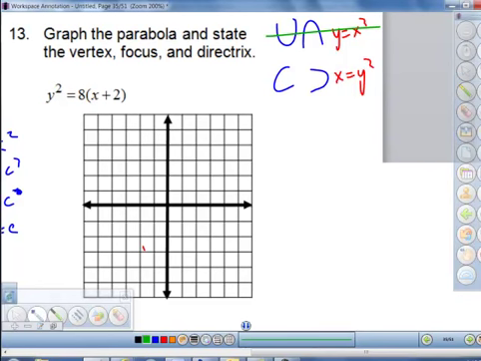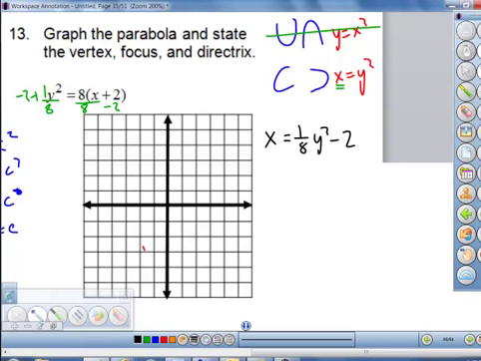So I'll show you, but first I'm going to get the x by itself, kind of like what I'm used to. So I'm going to divide both sides by 8, okay? And then I'm going to subtract 2 from either side. And so my equation looks like this, where x is by itself, and then I have 1/8 as my a term, 1/8 y squared, and then I have minus 2.